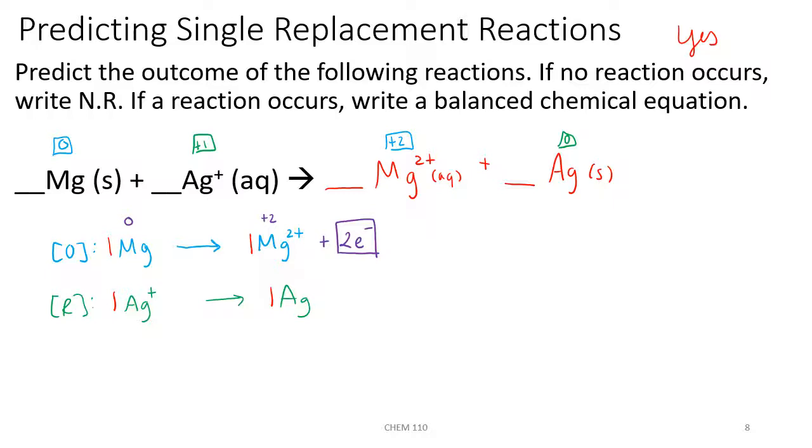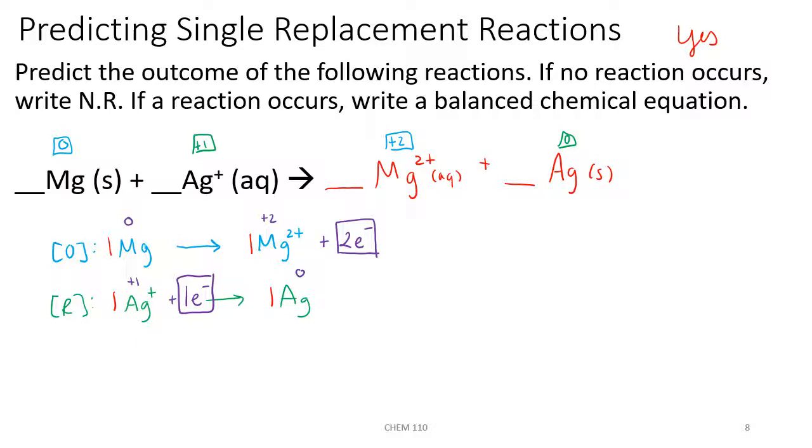On our reduction half reaction, silver has a +1 charge on the left and it has no charge on the right. Therefore, to make our +1 0, we're going to need to add 1 electron to the left-hand side of our reduction half reaction. If we were to stop and add up our two half reactions now, our electrons wouldn't cancel out, and we can't have any electrons in our overall balanced equation.